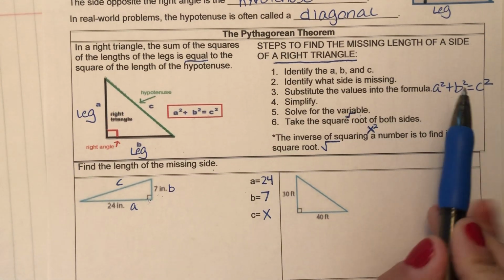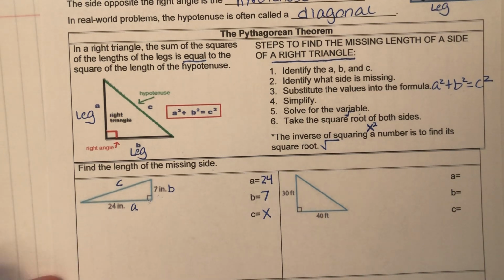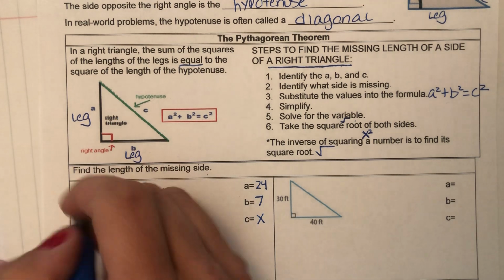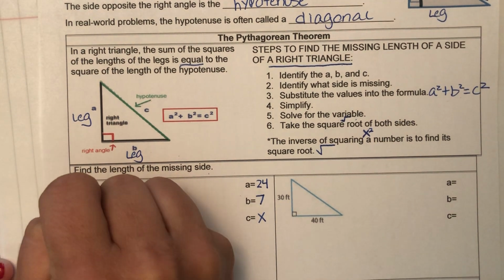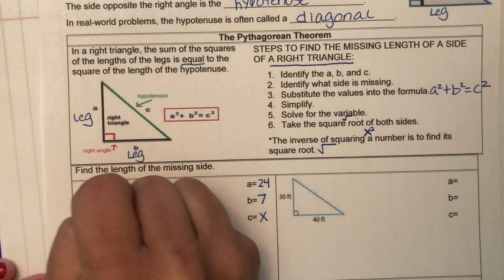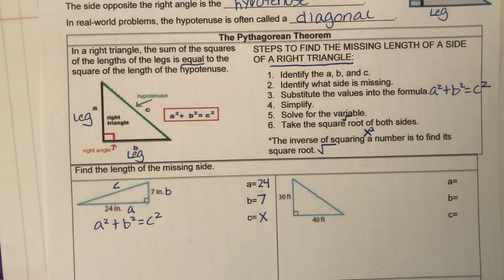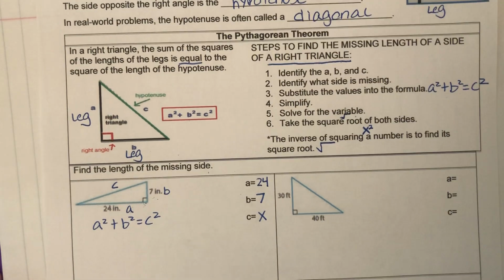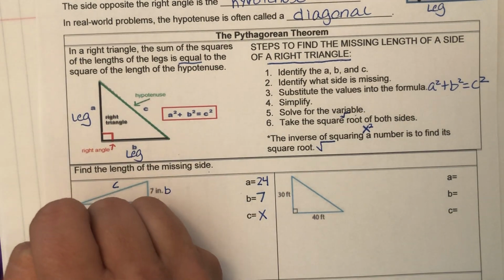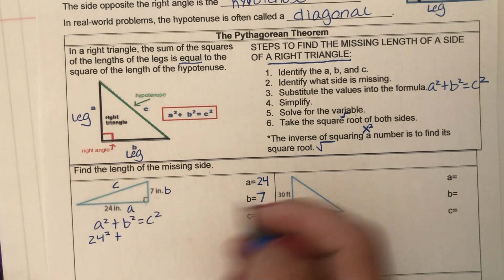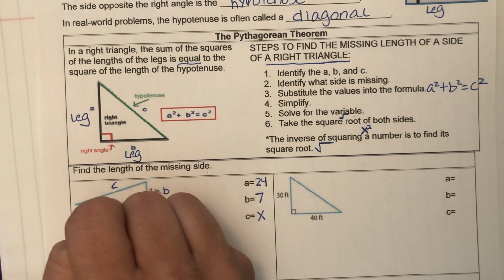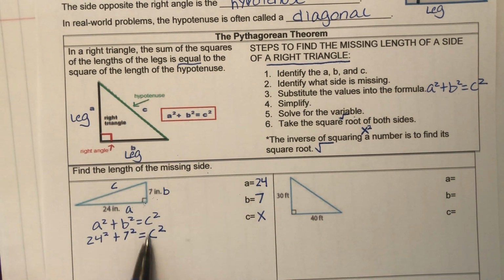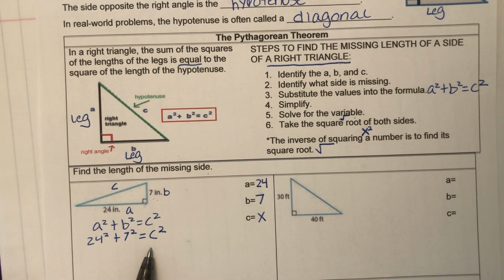A squared plus B squared equals C squared. So I'm going to write the formula out first so that it's easy for me to see where it needs to be plugged in. A squared plus B squared equals C squared. Plug in A for A, B for B, and we're solving for C. So I have 24 squared plus 7 squared equals C squared. I don't know what C is, so I just leave that like that.